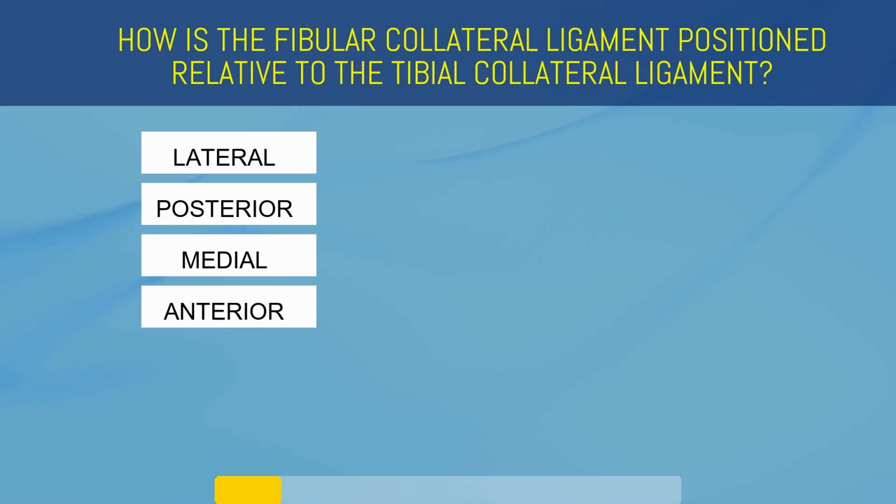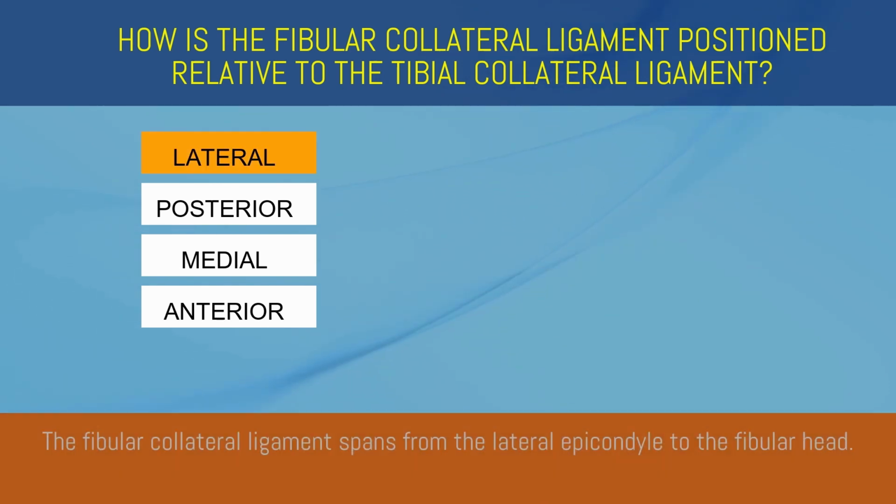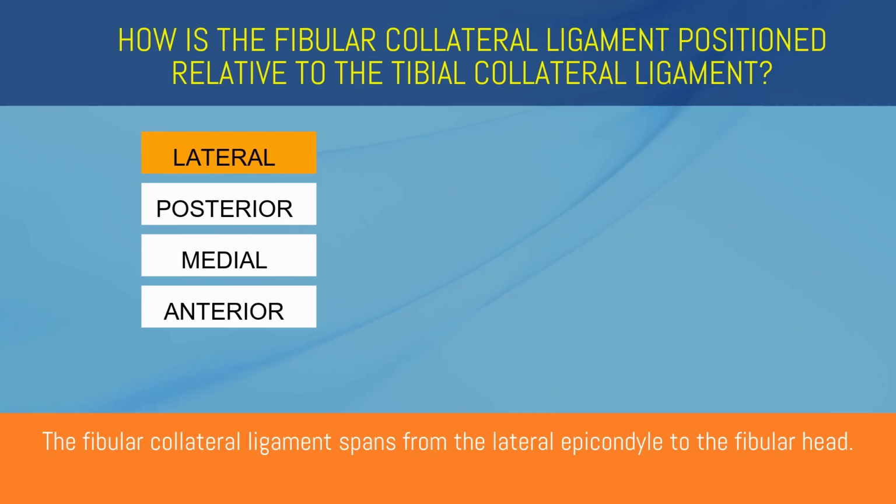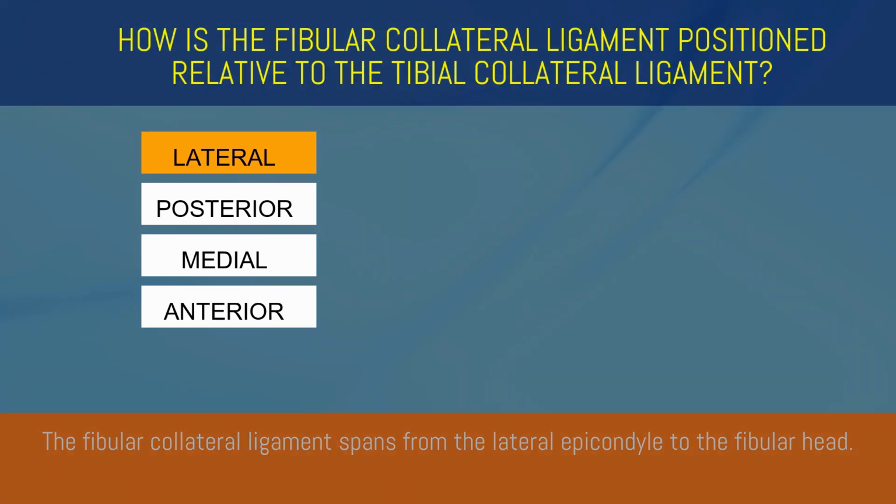How is the fibular collateral ligament positioned relative to the tibial collateral ligament? Lateral, posterior, medial, or anterior? Lateral. The fibular collateral ligament spans from the lateral epicondyle to the fibular head.